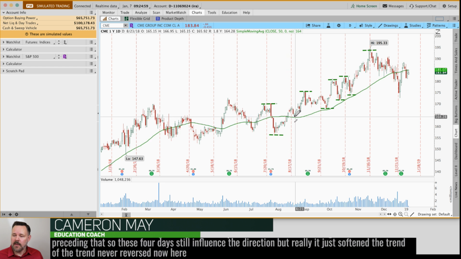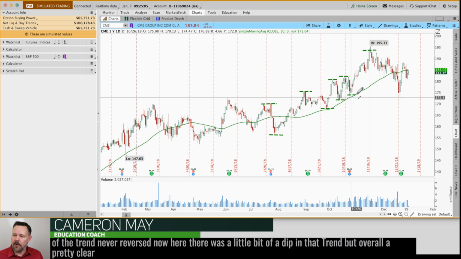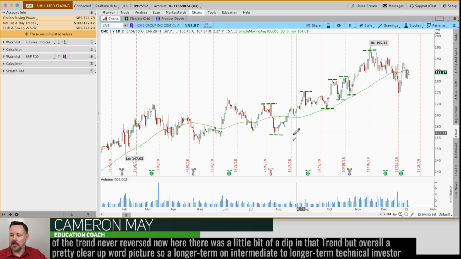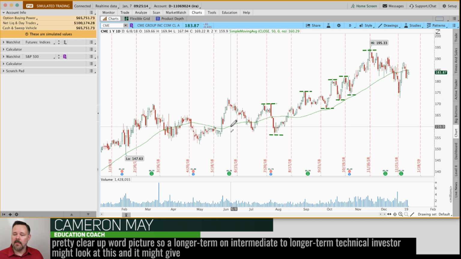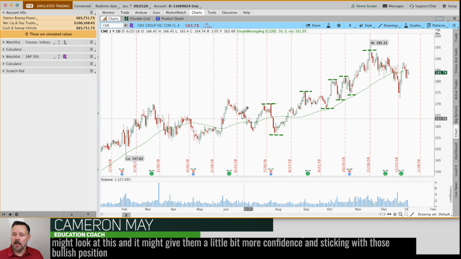Now here, there was a little bit of a dip in that trend, but overall, a pretty clear upward picture. So a longer term or an intermediate to longer term technical investor might look at this, and it might give them a little bit more confidence in sticking with those bullish positions through some fairly choppy waters.